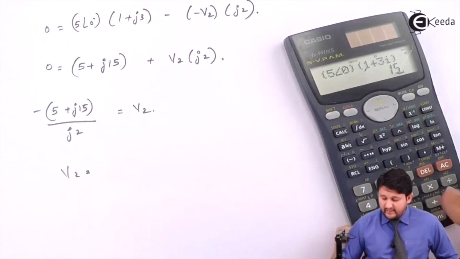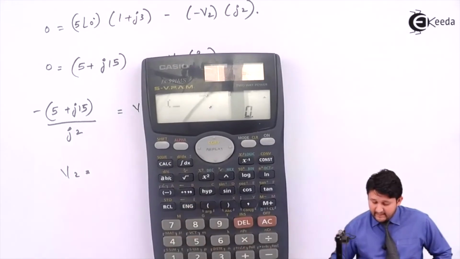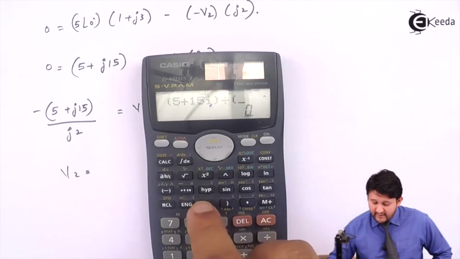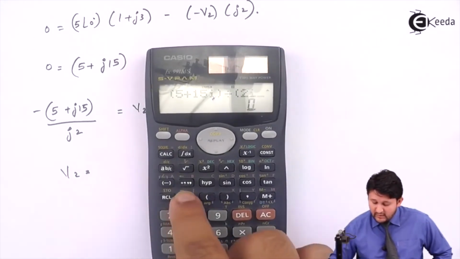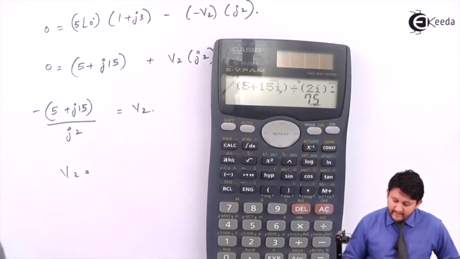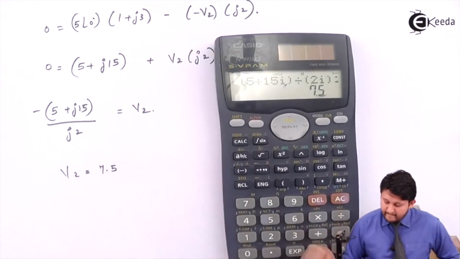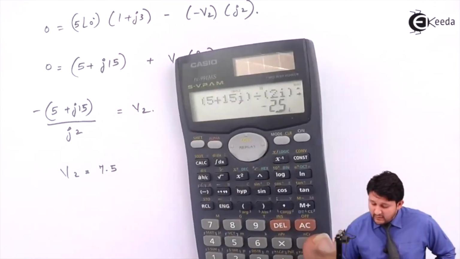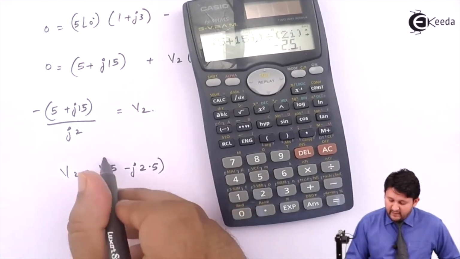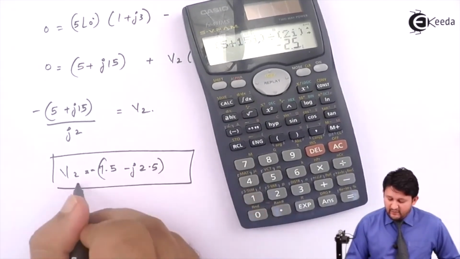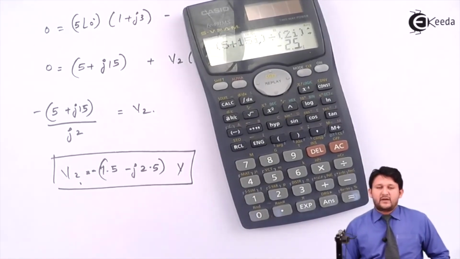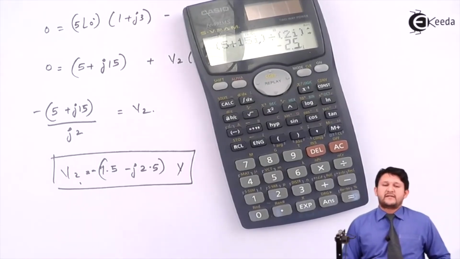So V2 will be bracket 5 plus 15i bracket close, divided by 2i, and you get 7.5 minus j2.5. That will be your value for V2, and the unit is volts. So that's what it says: by considering the loop 1 current as 0, find the value for V2.